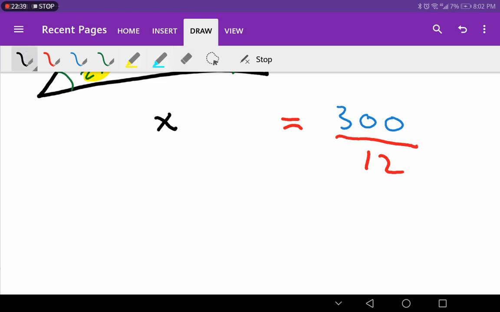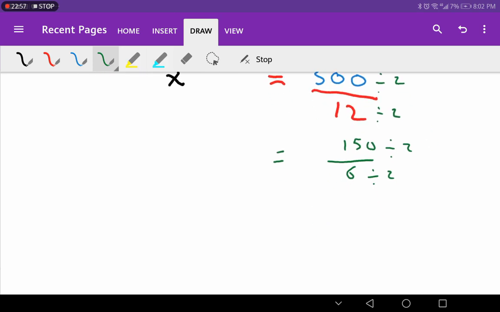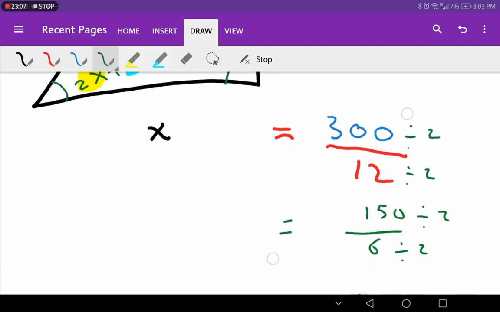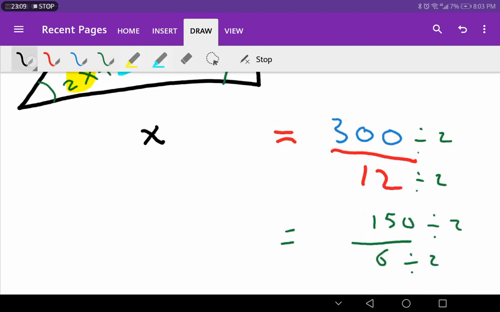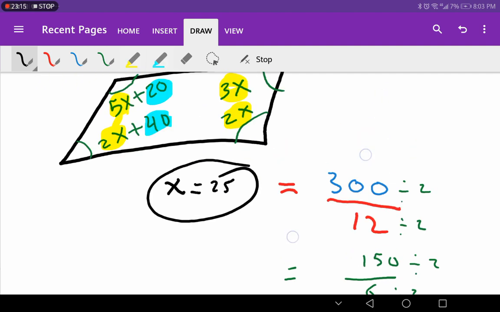Let us do the long division. Well, let us simplify, it is better. Divide by 2, divide by 2. This will be 150 over 6, divide by 2, divide by 2. This gives me 75 over 3, and 75 over 3 equal 25, my dear students. So x equal 25 here. From here, x equal 25. You got the point here, I hope so.